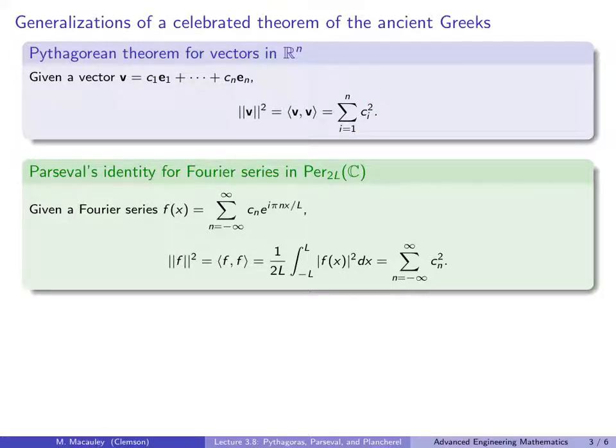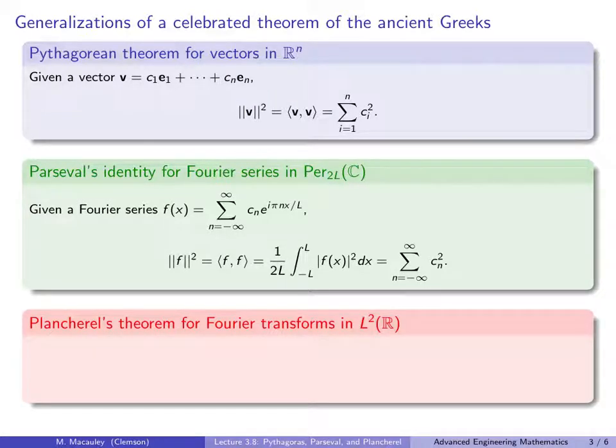I'm not going to prove this version, but a couple slides later, I will prove an analogous version of Parseval's identity for the real Fourier series. So it's going to be in terms of the a_n's and the b_n's. And the proof is going to be pretty much the same. I think I actually might leave it as a homework exercise for you.